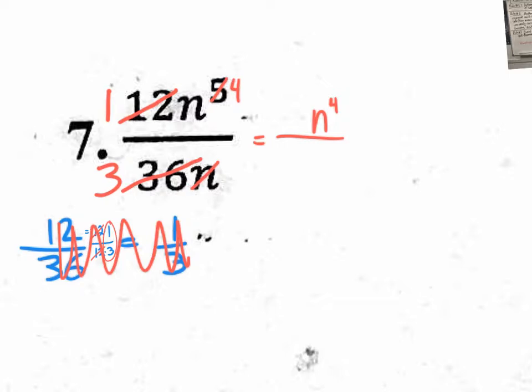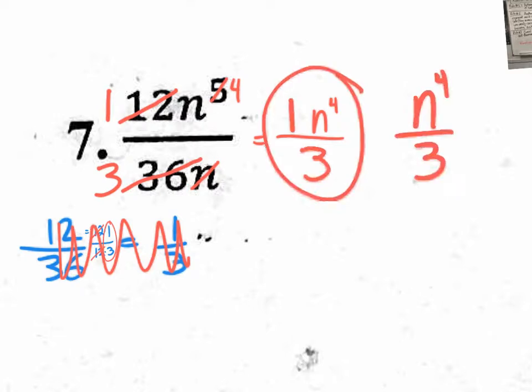So what I have left up on top is not only the n to the 4th, but I also have the 1 left over right there. So let me put a 1 right here. And on the bottom I have what? 3. That's right, 3. So your answer is 1 n to the 4th over 3, or you could just say n to the 4th over 3. That's your answer for number 7. Okay?